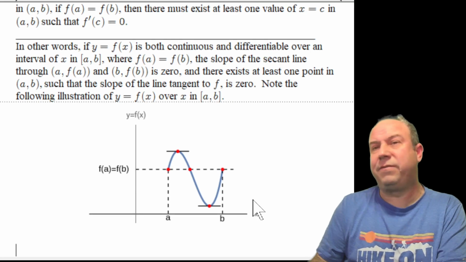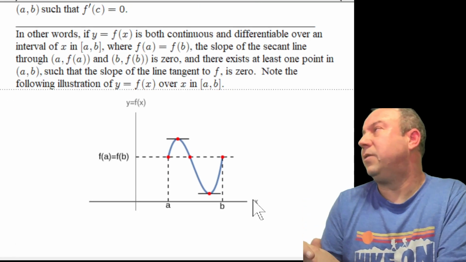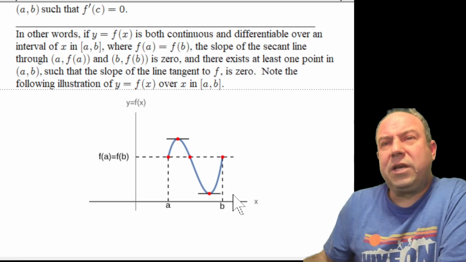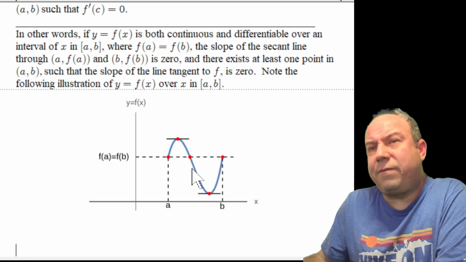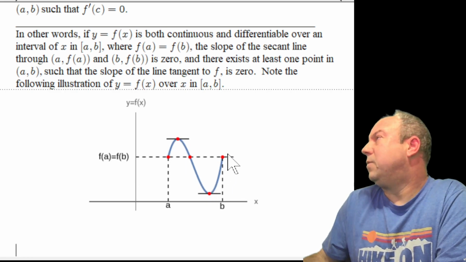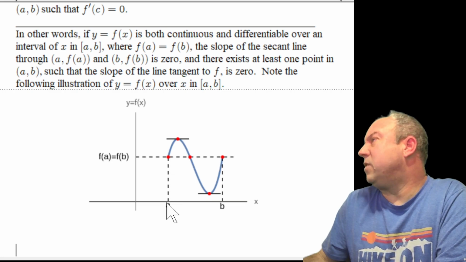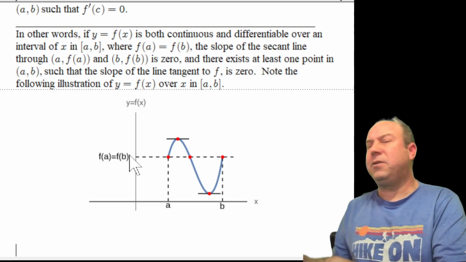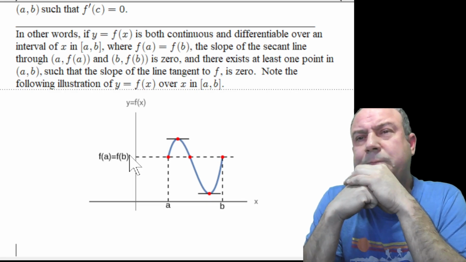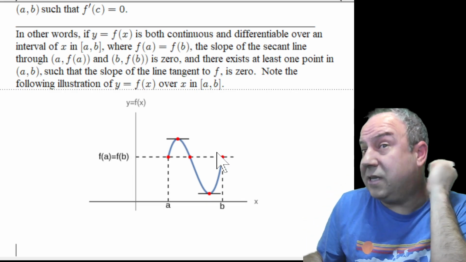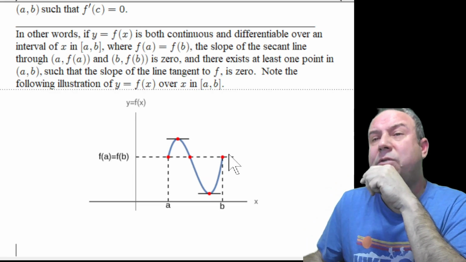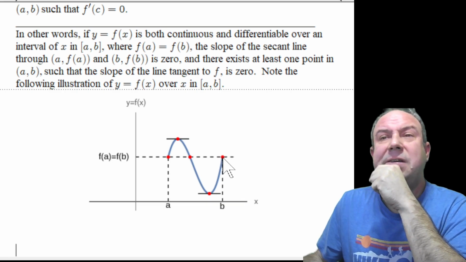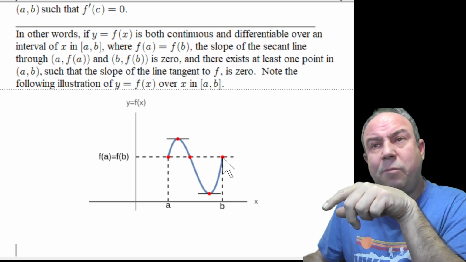And we can note the following illustration here. We can see in this illustration, we have our function in blue, and it exists over this closed interval from a to b, where f of a and f of b have the same dependent value. F of a equals f of b. Well, that means there is a secant line passing through these two endpoints that has a slope of 0.